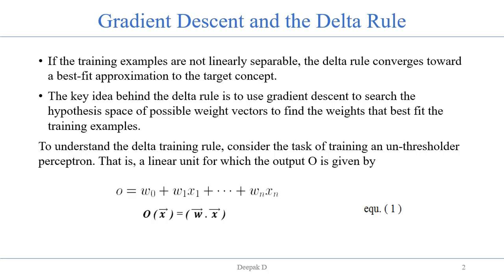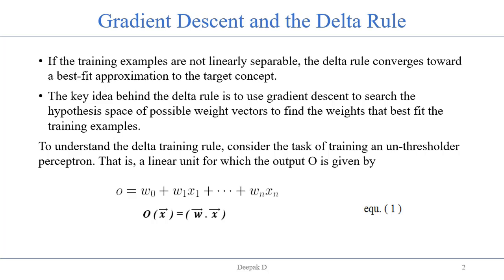Moreover, this rule is very important because gradient descent provides a basis for our next upcoming topic, the backpropagation algorithm, which can learn networks with many interconnected units. It is also important because gradient descent can serve as the basis for learning algorithms that must search the entire hypothesis space containing many different types of continuously parameterized hypotheses.